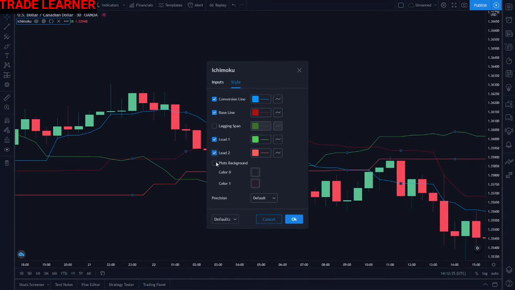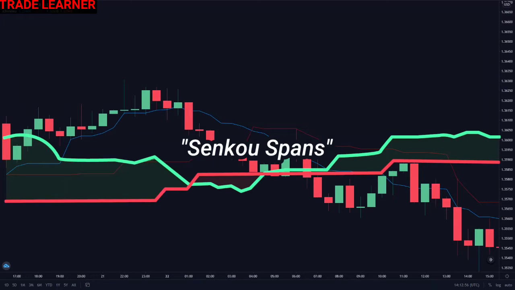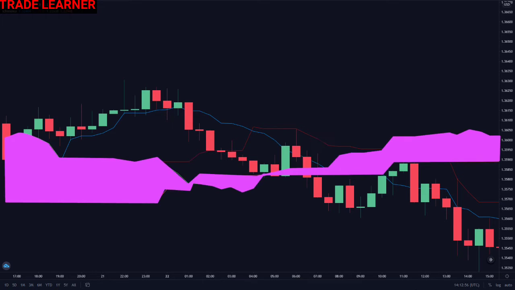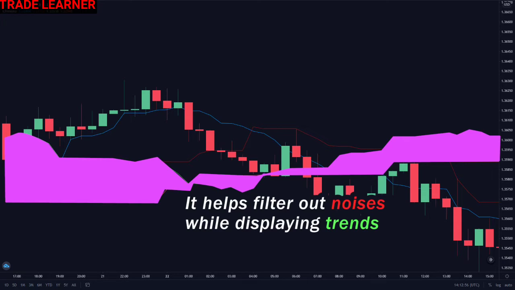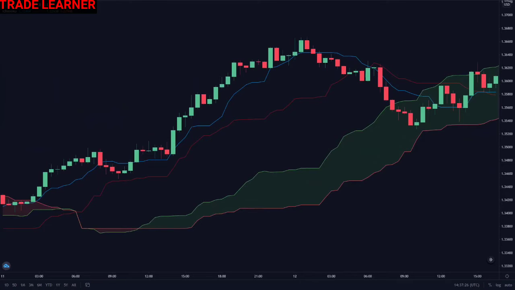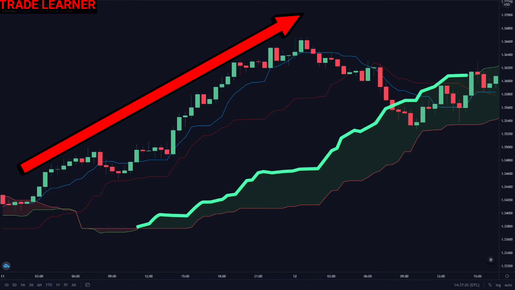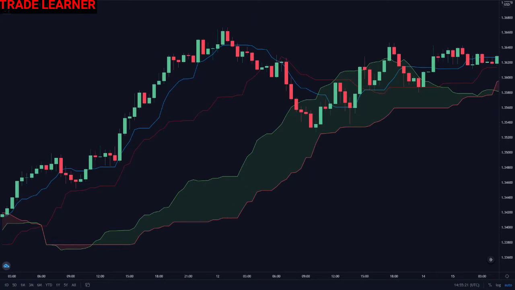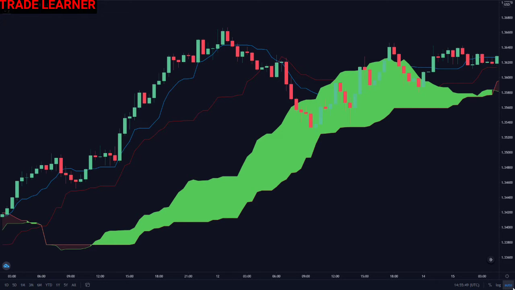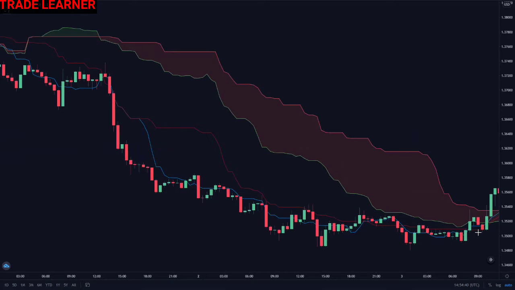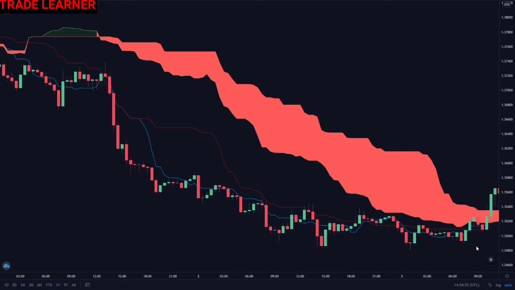Next, we have these two lead lines, also known as the Senkou spans. These two lines form what's called a Kumo cloud. The Kumo cloud is what stands out in the Ichimoku indicator because it can help filter out noise while still displaying trends. Usually, when the price is in a trend, the cloud will also head towards that direction. For example, if the price is in a strong bullish trend, the direction of the cloud will also follow upwards. The color of the cloud can also determine the overall direction of a trend. If the cloud is colored green, which is formed when leading span A crosses above leading span B, this indicates that the price is on a strong upwards momentum. And if the cloud becomes red, which is formed when leading span A crosses below leading span B, it indicates that the price is on a strong downwards momentum.